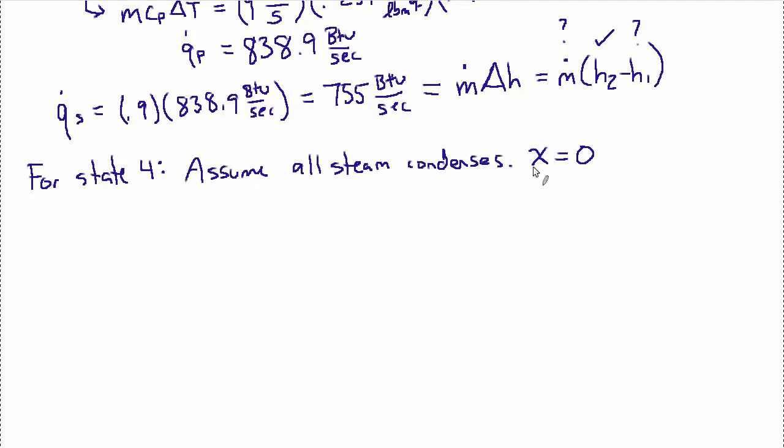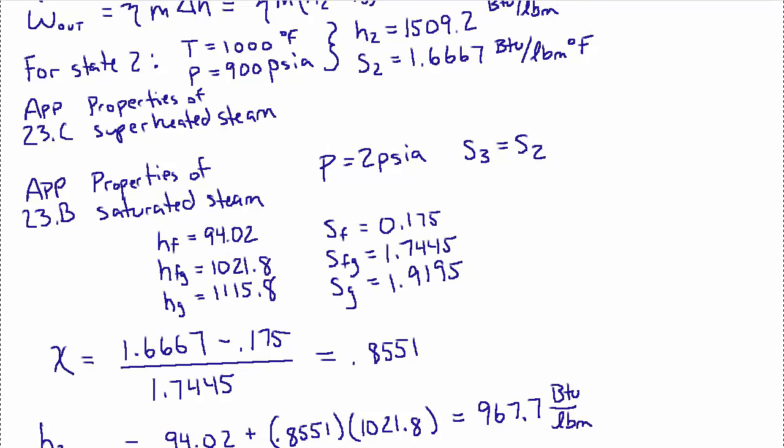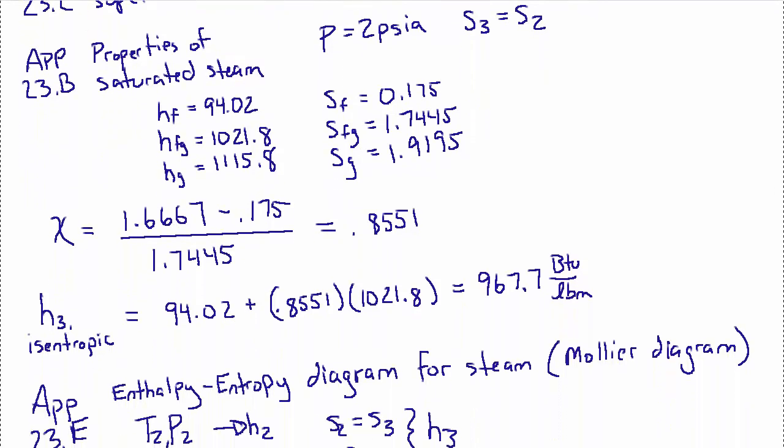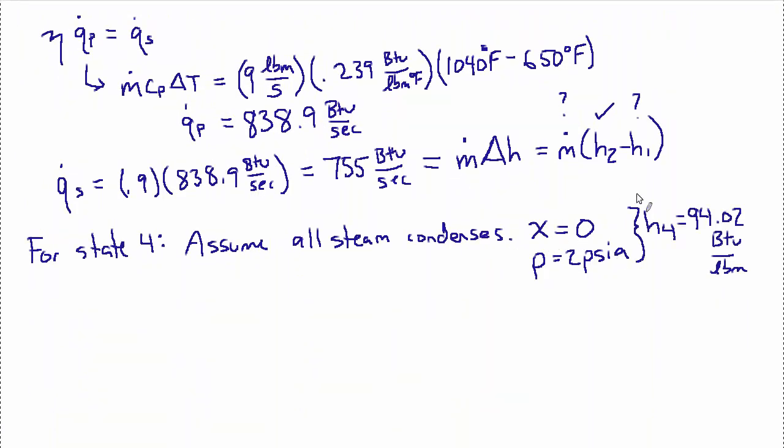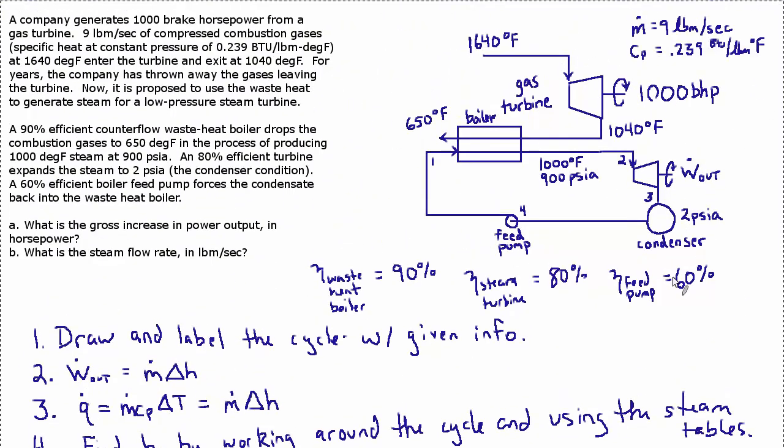And if that's the case, then we know the quality equals 0, and we also still know that the pressure doesn't change across the condenser. The pressure is the same, which is 2 psia. So we can use the same table that we did before, which is the saturated steam table, and we really want this number, H sub F, which is 94.02 BTU per pound mass. That's going to be the enthalpy at state 4. So now we have to deal with the pump. The pump is also not 100% efficient. It's only 60% efficient. So the difference in enthalpy between state 4 and state 1 has to account for that efficiency.